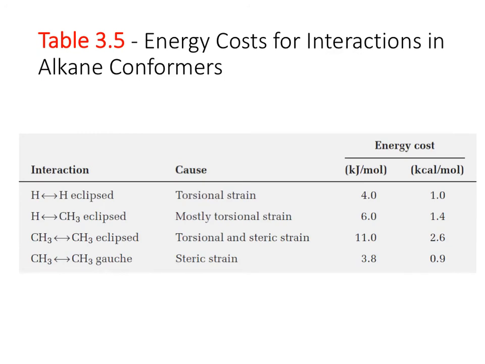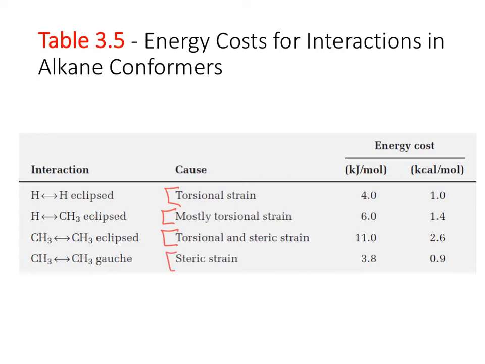So what are the types of strain in these interactions? When we have hydrogens eclipsing each other, it's just torsional strain, because hydrogens are so tiny, they really aren't going to have any steric strain. With a hydrogen eclipsed with a methyl, that's also mostly torsional strain. Now, when we have the methyl groups eclipsing each other, we get both torsional and steric strain.